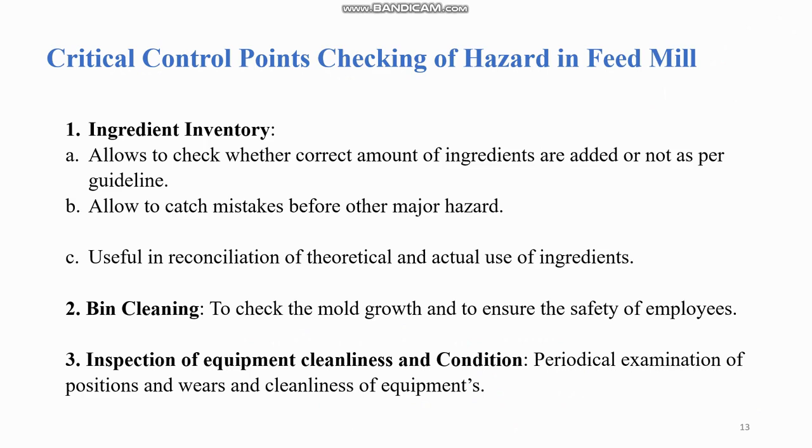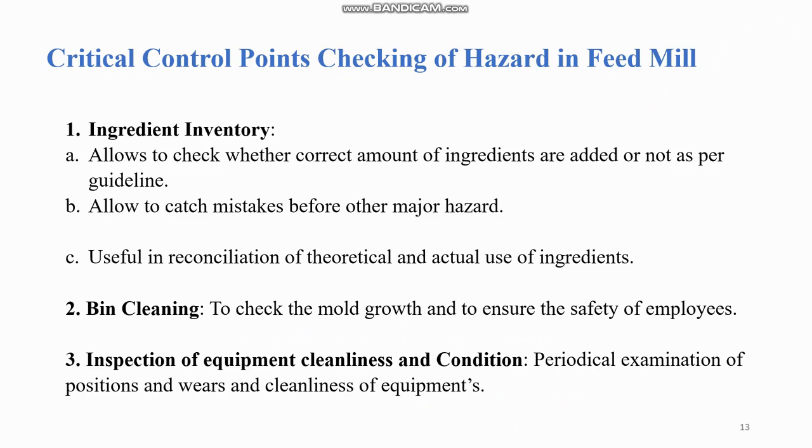Critical points for checking hazards in feed mills. Number one, ingredient inventory. It allows you to check whether the correct amount of ingredients is added as per the guidelines. It allows you to check mistakes before other major hazards. It is useful in reconciliation of theoretical and actual use of ingredients.